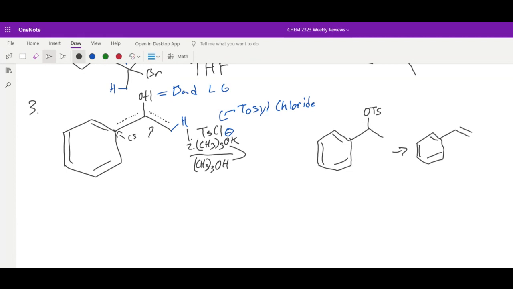And you might be wondering about this tert-butanol, or this solvent. This is just a solvent. That's all it is. It's a polar protic solvent, which favors SN1 and E1, but that doesn't outweigh the strong base.